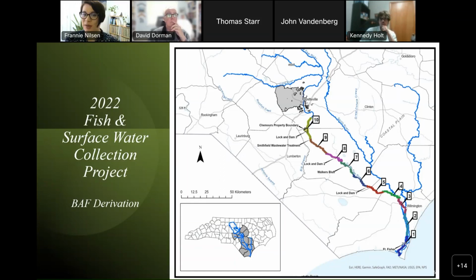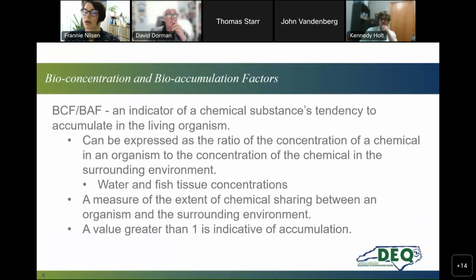I think that's all I have to say about this map, but let me walk back to it. Just for a quick refresher for anyone that wasn't here in the morning, a bioaccumulation or a bioconcentration factor is just an indicator of a chemical substance to accumulate in a living organism. And this is generally expressed as a ratio of a concentration of a chemical in an organism and then in its environment. And so here we have fish and water samples, and those two will be put into an equation together to derive the factor.